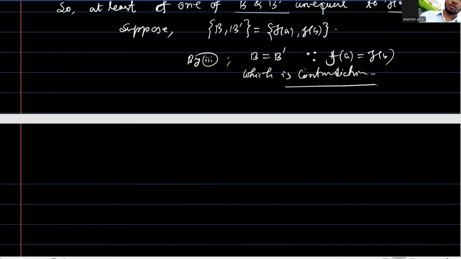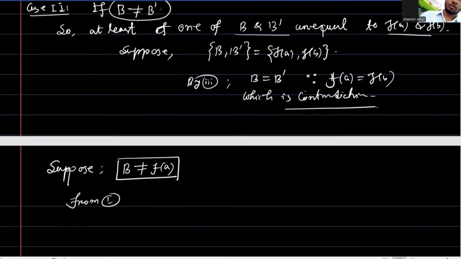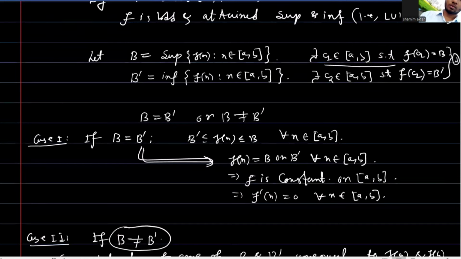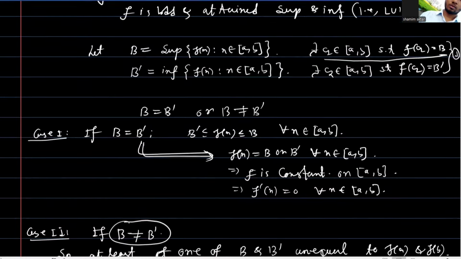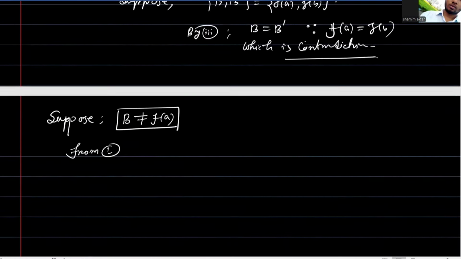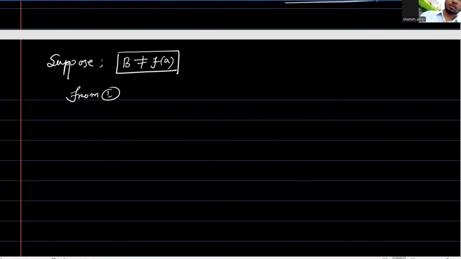Without loss of generality, suppose b not equal to f of a. Okay, so from 1 we can find f of c1 not equal to f of a. So this implies c1 not equal to a, b, because f is a well defined function.